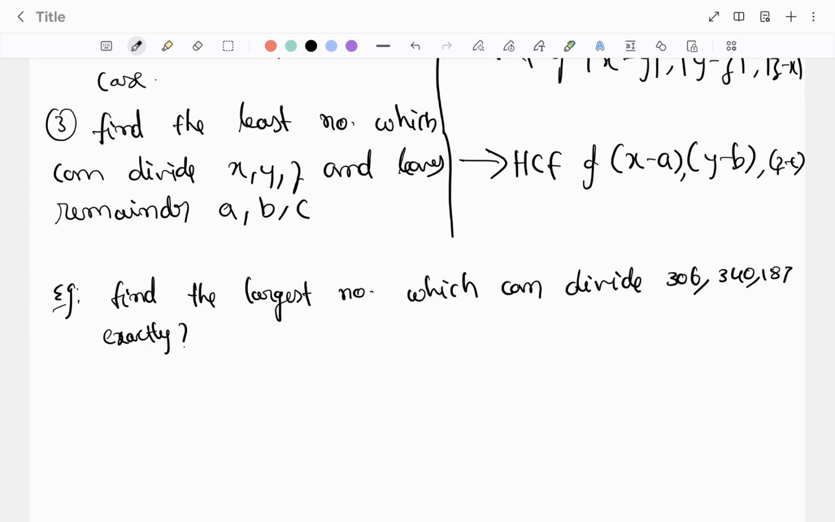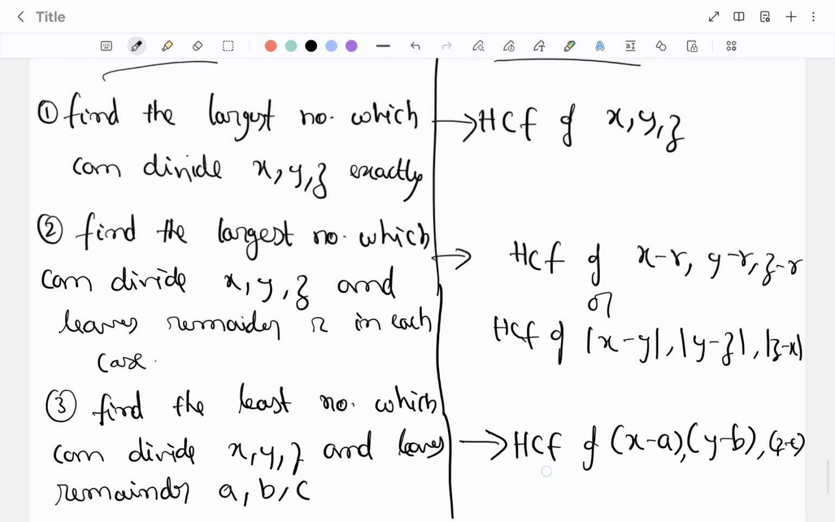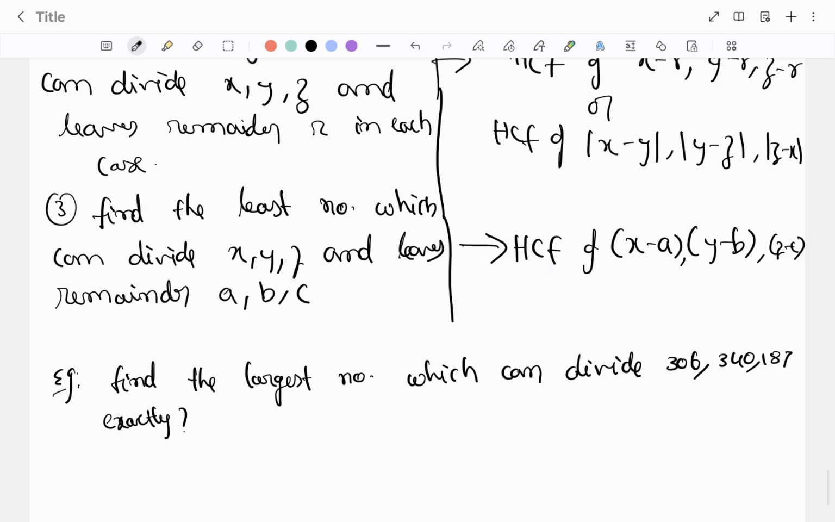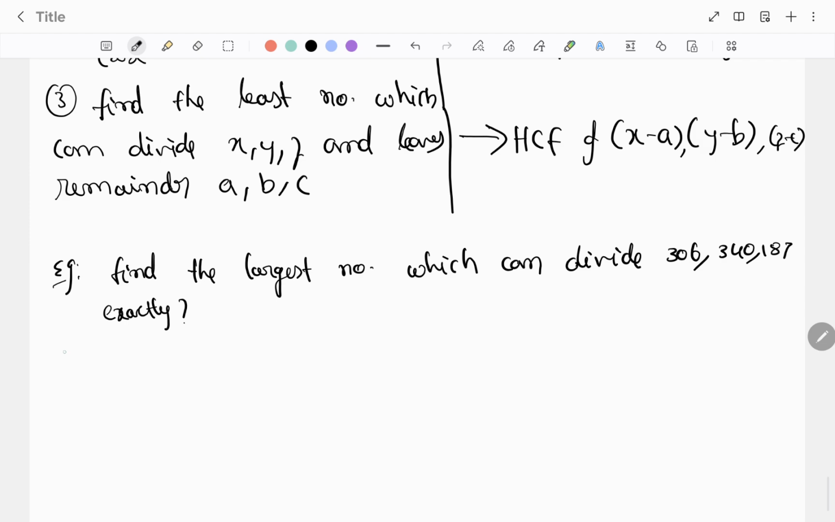Now see this example. Which format of the three examples given does it come under? See these three question patterns given. Find the largest number which can divide. Which can divide means that should be a small number, it is nothing but the HCF.